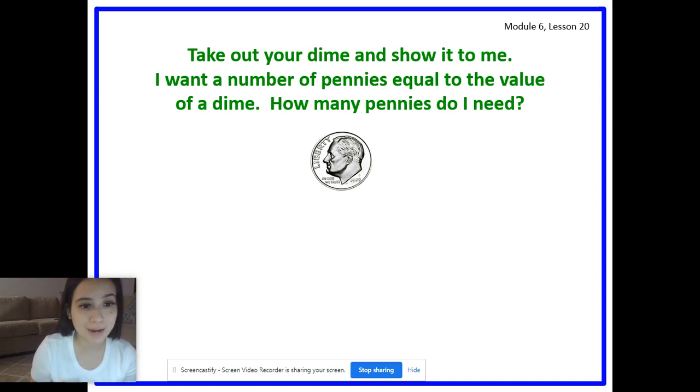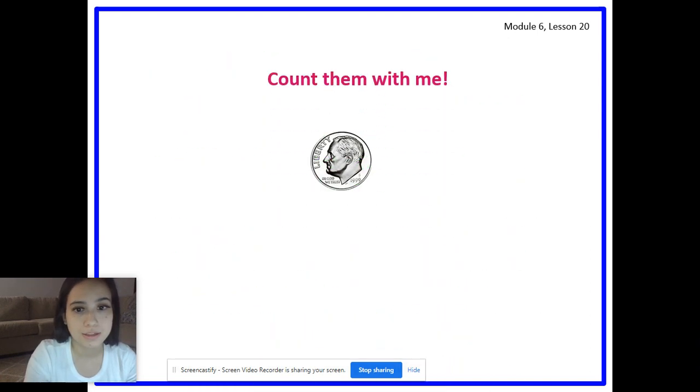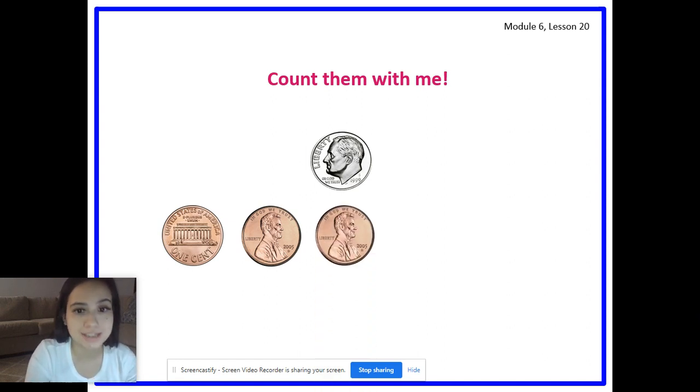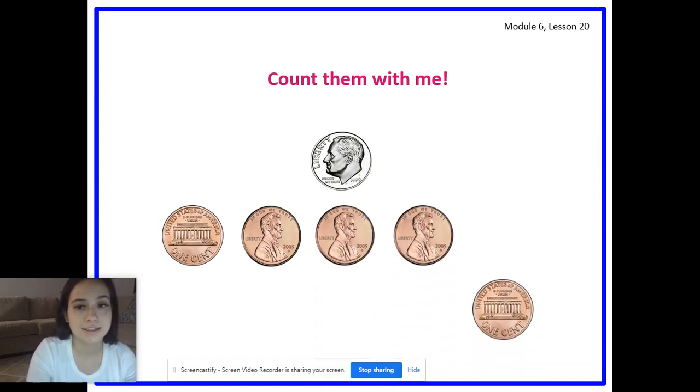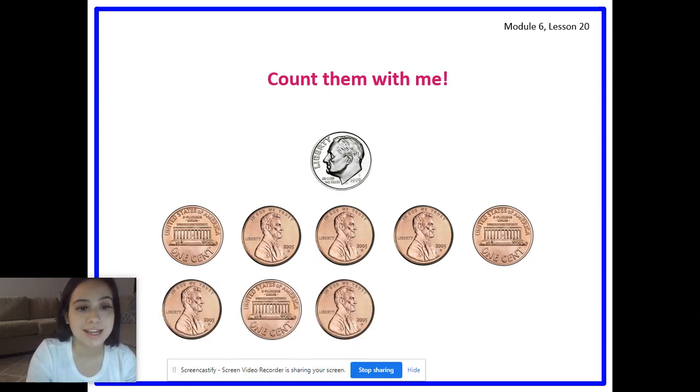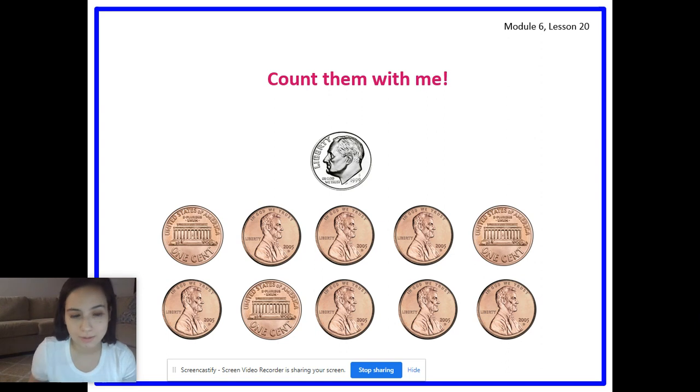Okay, let's find out if you're right. So you're going to count with me as I lay out the pennies, and we are going to say the name of the coin as we count. Ready? So count them with me. 1 penny, 2 cents, let's say the unit, 3 cents, 4 cents, 5 cents, 6 cents, 7 cents, 8 cents, 9 cents, 10 cents. Wait, so do we have 10 cents now? Get ready. Yes, we do.